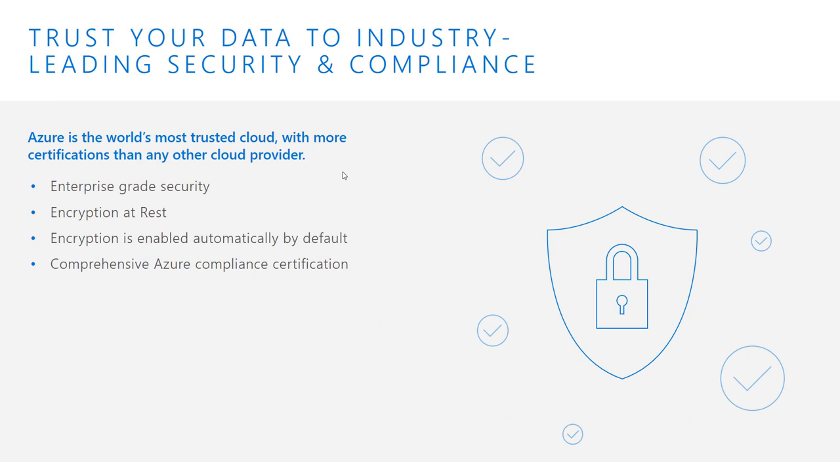Cosmos DB, being the Ring 0 service of Azure, gets all the benefits of Azure. And Azure is the most trusted cloud with more certification than any other cloud provider. It provides you enterprise grade security, encryption at rest. Your data, index, backups, attachment, everything is encrypted. And encryption is enabled automatically by default. You don't have to do anything. So data at rest is encrypted, data in motion is encrypted, and there's no impact on performance, throughput, or availability. It's completely transparent to your application.